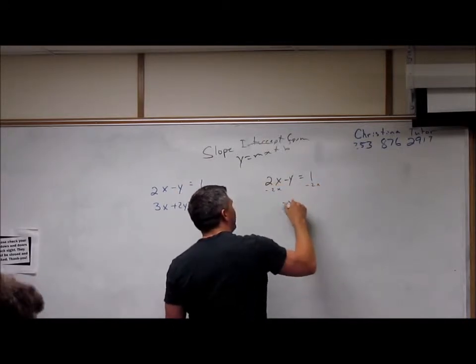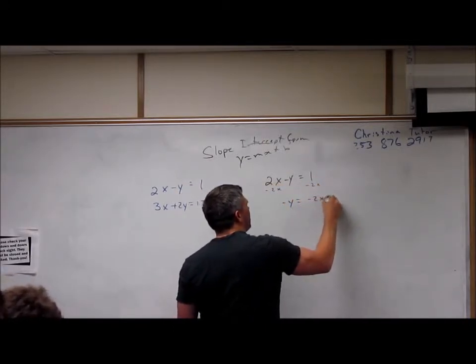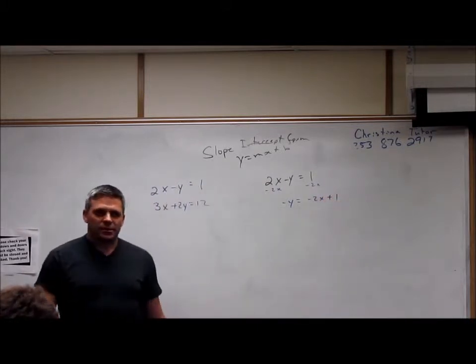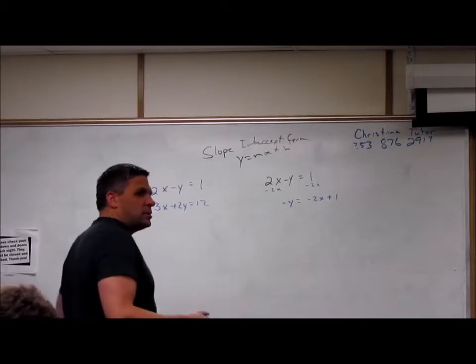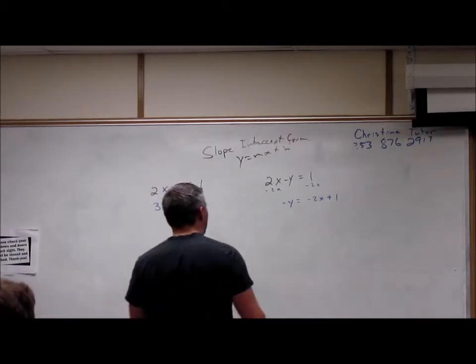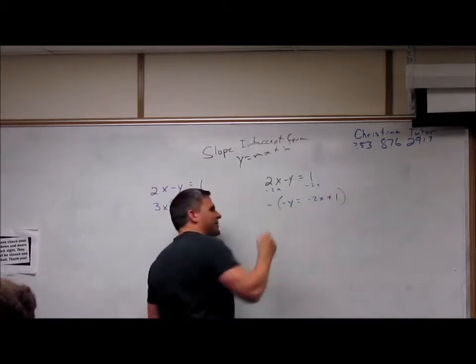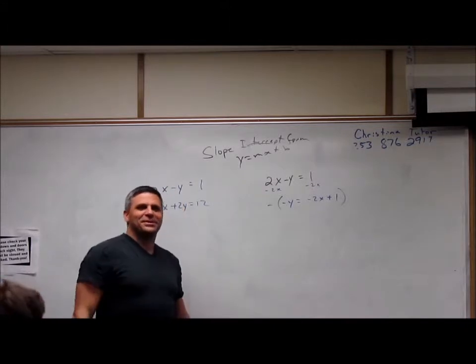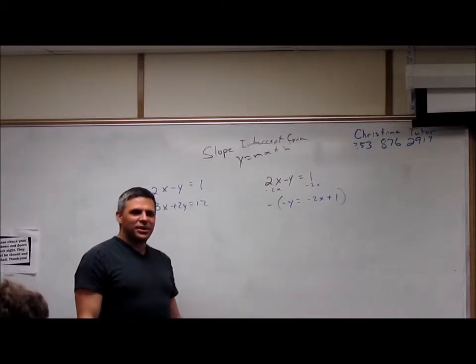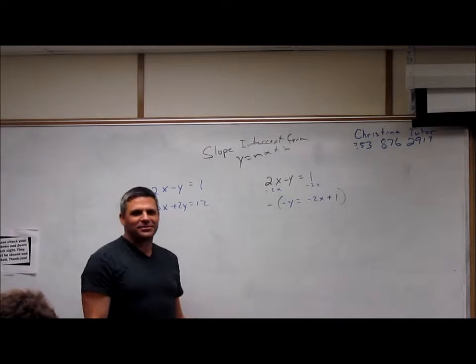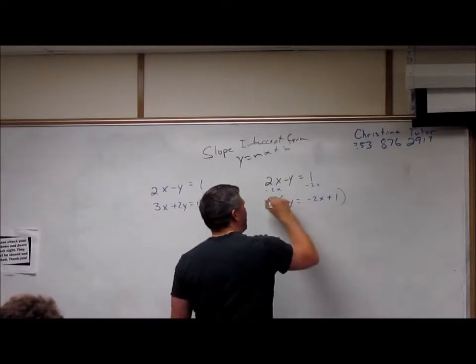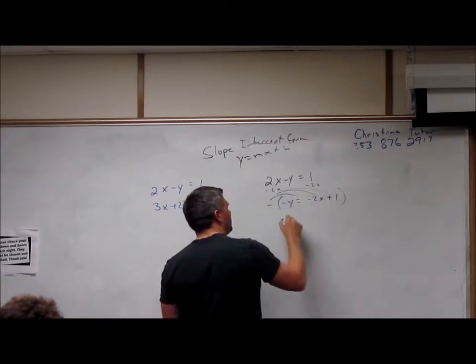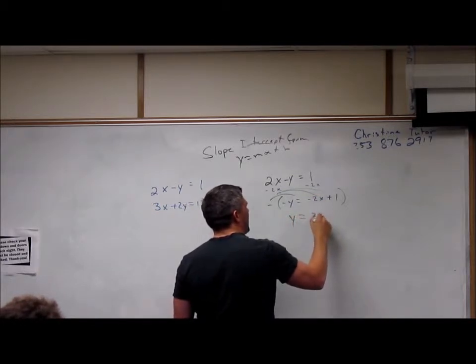So I got negative y equals negative 2x plus 1. Is y by itself? Yes. No. How? Well, it has a negative in front of it. It's tricking you. Okay? So, everybody on the block gets the paper. Y equals 2x minus 1.